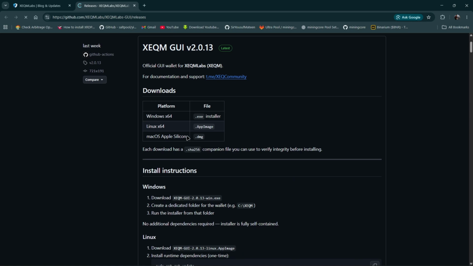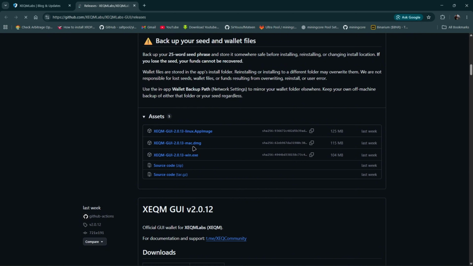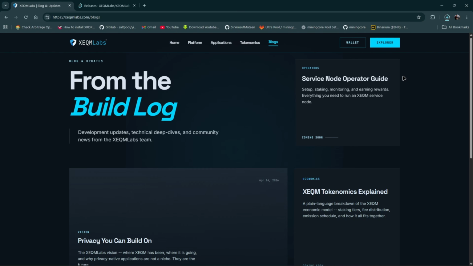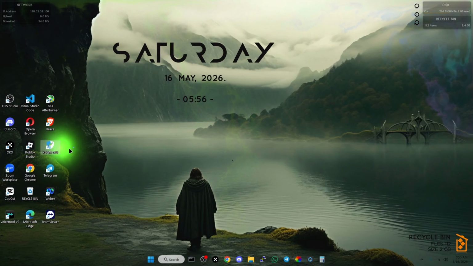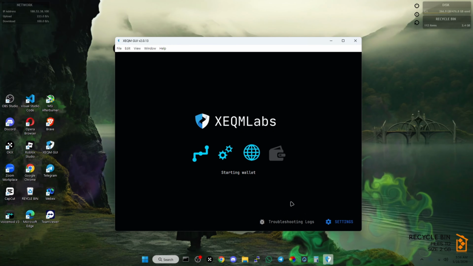If you are a Windows user like me, it's just like any other GUI wallet, very basic stuff for any crypto investor. You just download the win.exe. After downloading the file, it will take a few seconds, and you just execute it, and it will run the wallet app, and the wallet should look somewhat like this: XEQM GUI, and it should be starting.